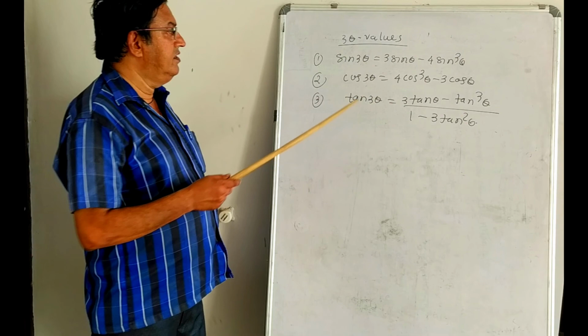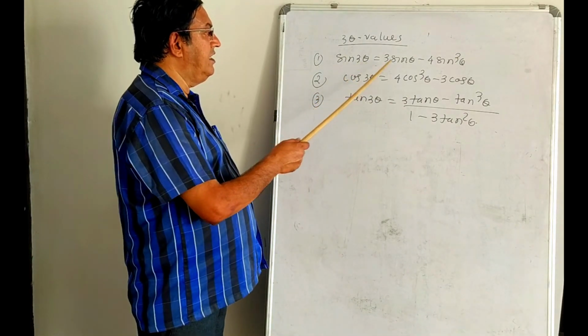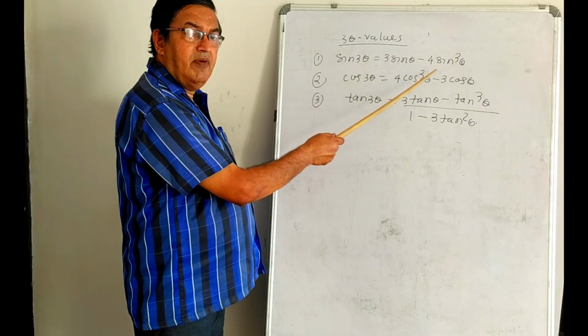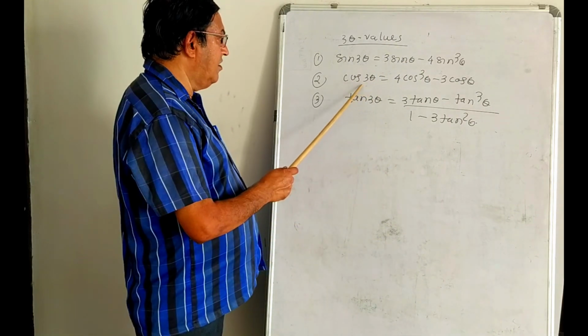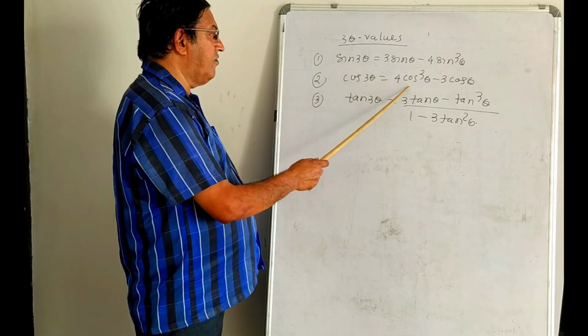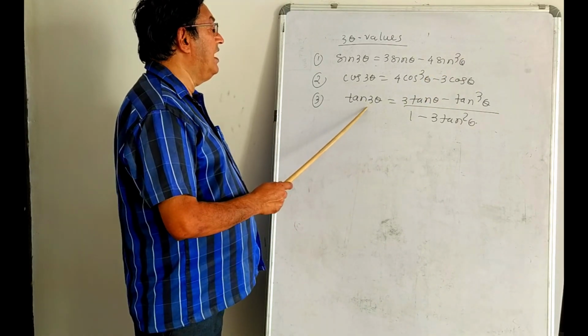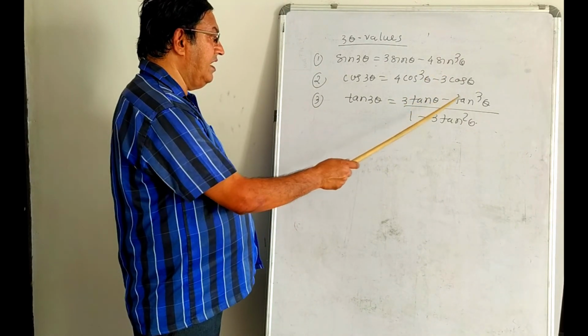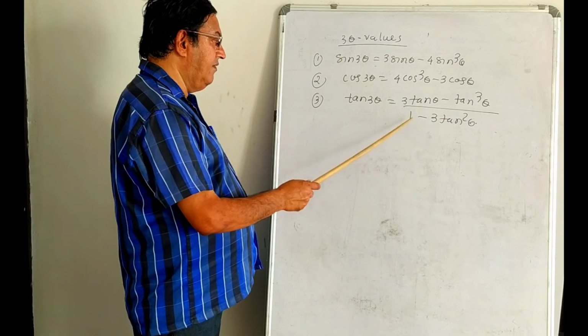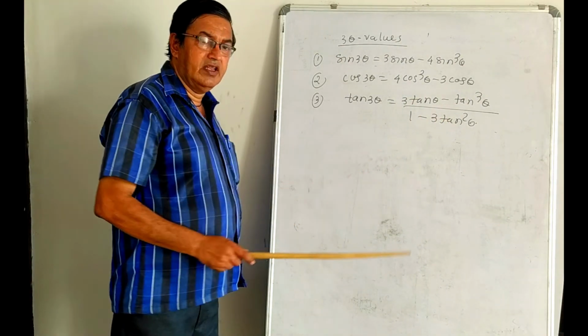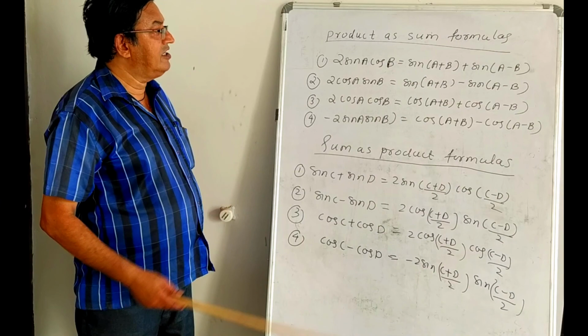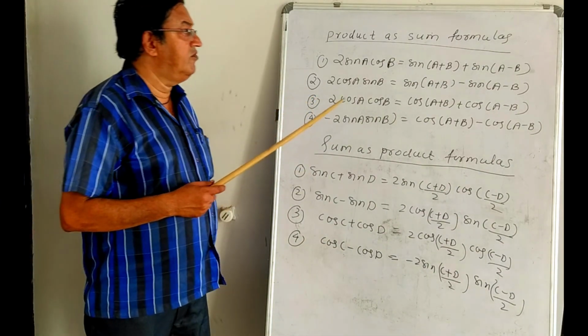Next we have 3 theta values. First one is sin 3 theta. Sin 3 theta is 3 sin theta minus 4 sin cube theta. Next, cos 3 theta is 4 cos cube theta minus 3 cos theta. The last one is tan 3 theta, 3 tan theta minus tan cube theta divided by 1 minus 3 tan square theta. The last part of revision, these are some of the most important formulas.